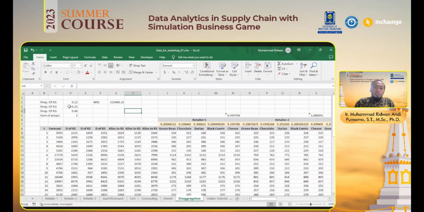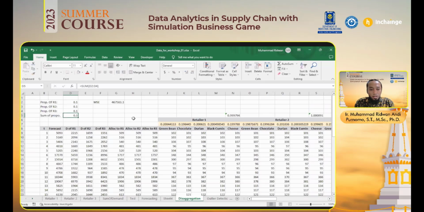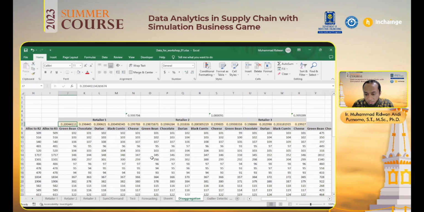Okay, now we need to initialize the value of this. Let's say we initialize 0.1, 0.1, and 0.1. And after that, this one is also the same. This is the result of the optimization, but at the beginning, we need to initialize with any value because we don't know the best value of the proportion here. That's why we will use Excel to optimize it.